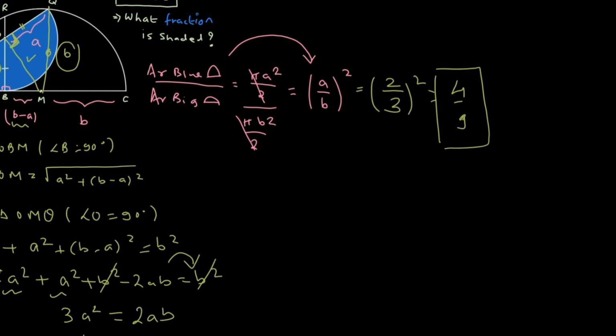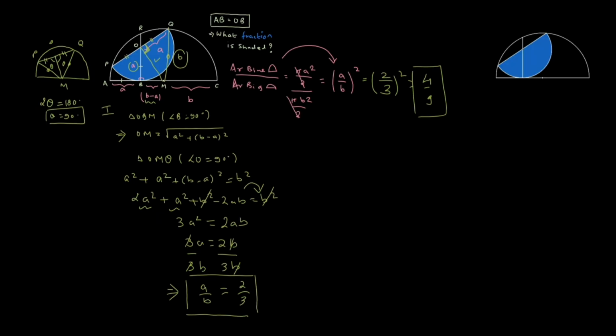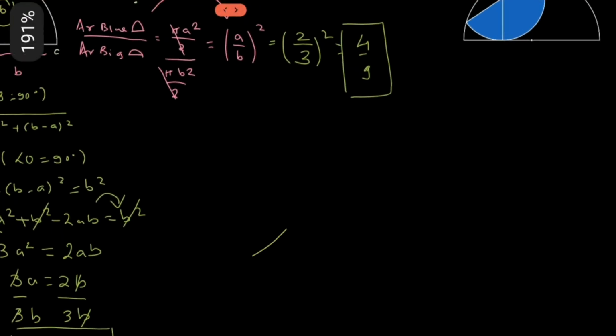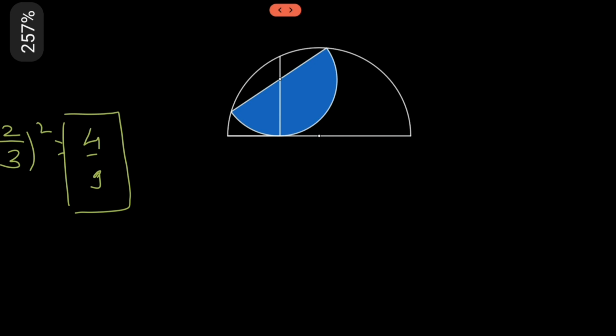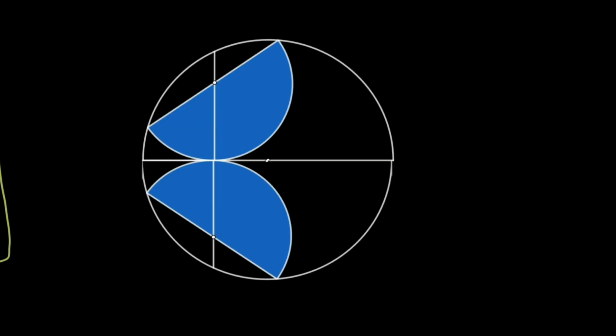Now let us see the second method. So this was the first method that we used to get the answer as 4 upon 9. The diagram is on the right hand side. In the second method, I will simply take the diagram and reflect it along the diameter of the bigger semicircle. So we reflected the same diagram along the diameter of the bigger semicircle.